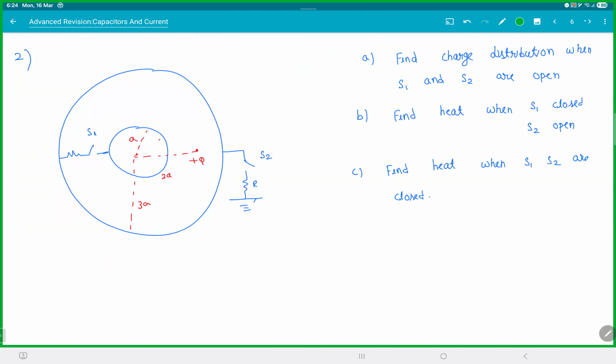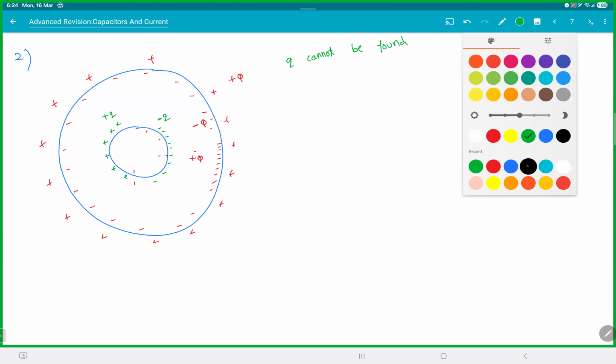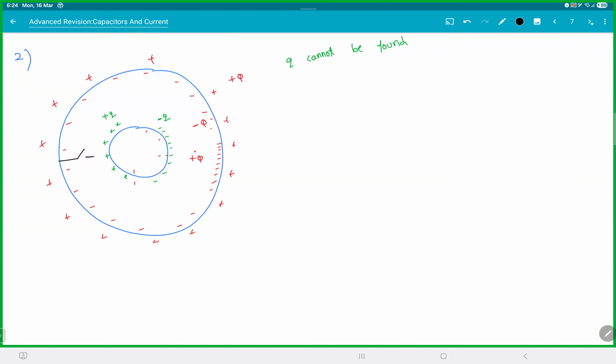So now if you close S1, S1 is this switch here. Can you find the charge distribution? Start with that, and then we'll try to find the heat. If you close S1, find the charge distribution. Wait, I'll do one thing. Wait, we can even do something better.